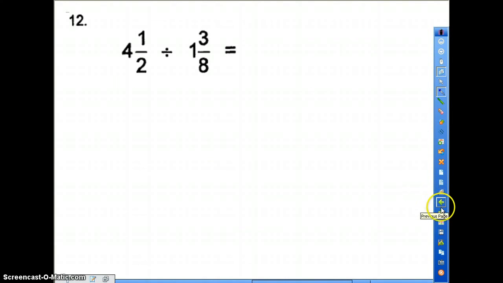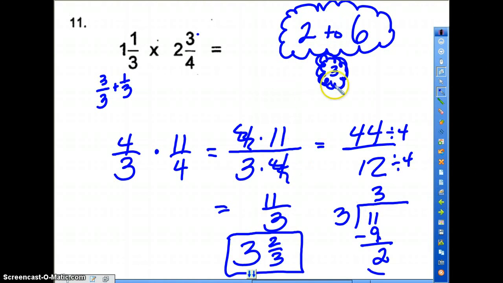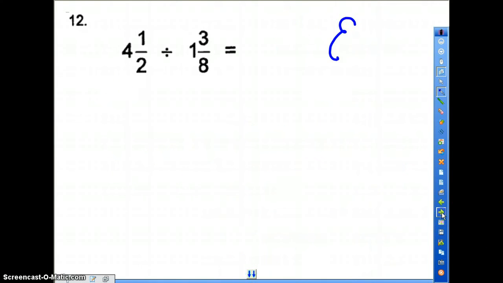We've got division. 12 is always division with mixed numbers. Okay, let's make a little... oh, by the way, what was our estimate back here? Didn't I say our estimate was 3? I think my answer is reasonable. All right, forgot to check that.